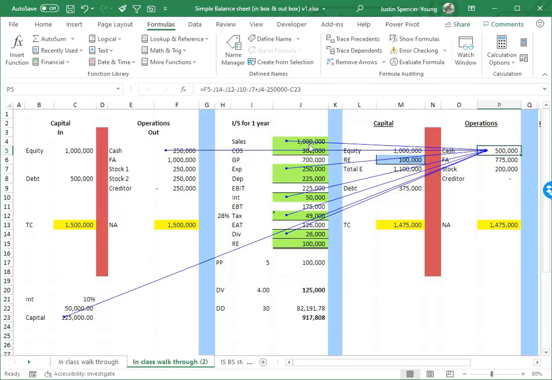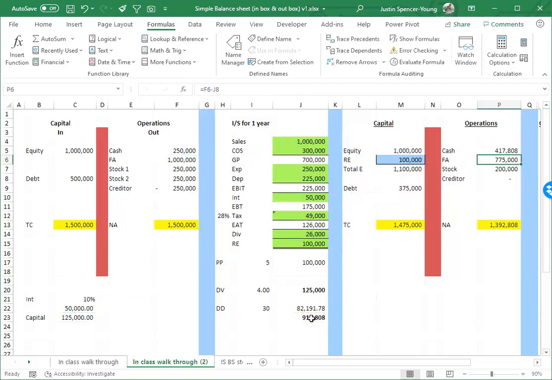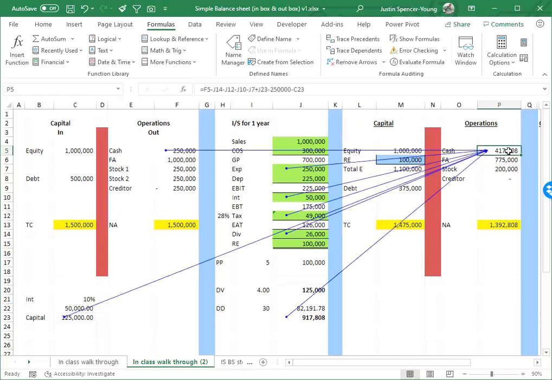But instead of adding the plus J4, I want Excel to add this one down here, J23. So I'm going to tell Excel not to use that one, but to use this one. And let's see what happens. All right. So if we put our trace precedents back, we can see Excel now is using this number instead of that number. And of course, our balance sheet now doesn't balance.